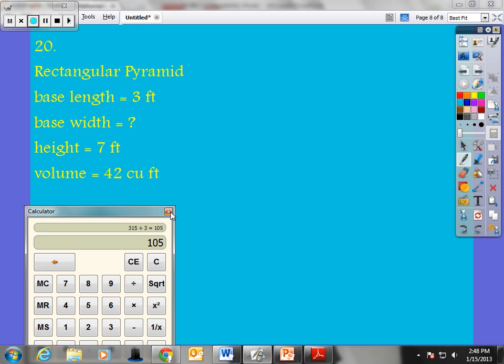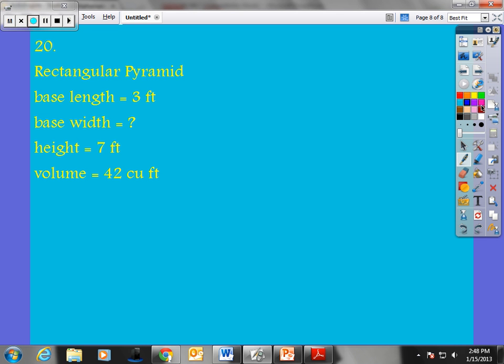Okay, first, let me put this calculator down for a second. Let me change colors. I like fuchsia. I think that's fuchsia. Rectangular pyramid. Let me just double check that is indeed a pyramid for 20. Yes, pyramid. Okay, what is the formula for a pyramid? I think it's volume equals 1/3 times the area of the base times the height. Okay, good. Yes, that is indeed the formula.